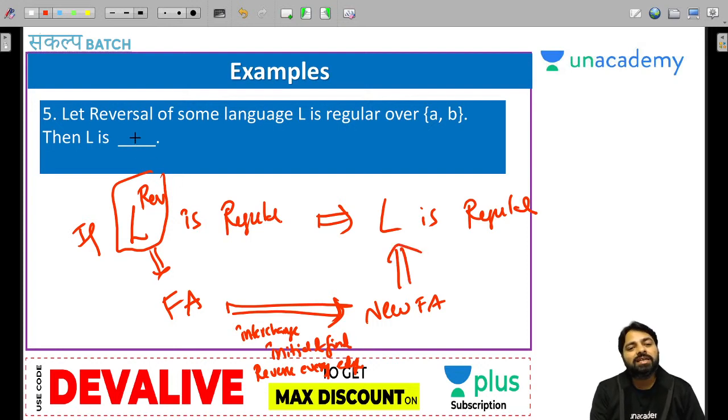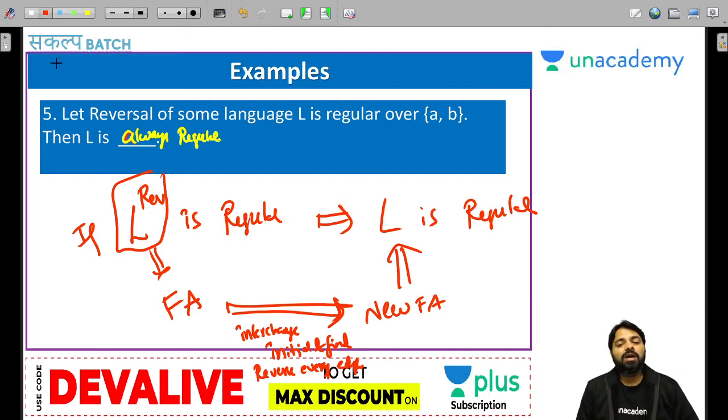This is always, it is always true, it need not be otherwise. Always regular. Always regular. We have an algorithm. If L is regular, not only L power reverse, L power reverse is regular. L has to be regular, because the same finite automaton we can show for both of them by doing some modifications.